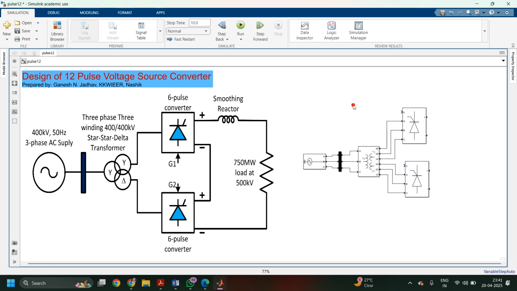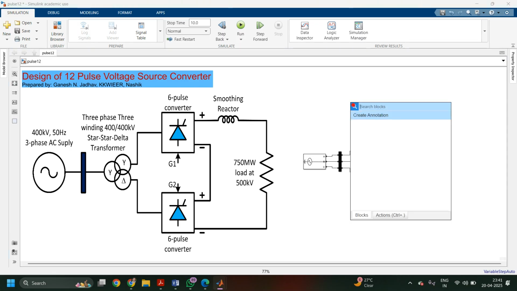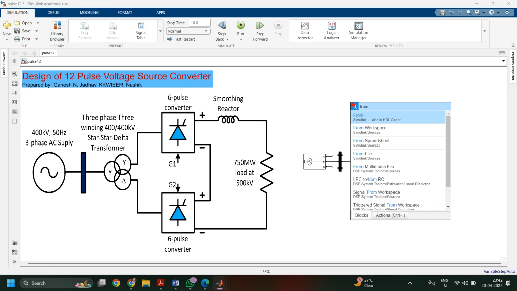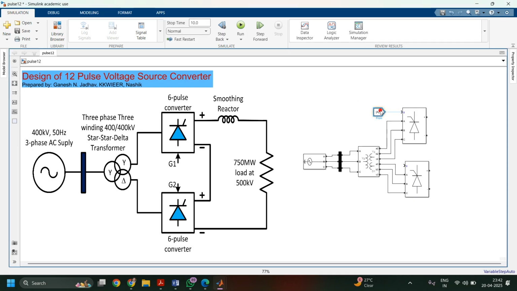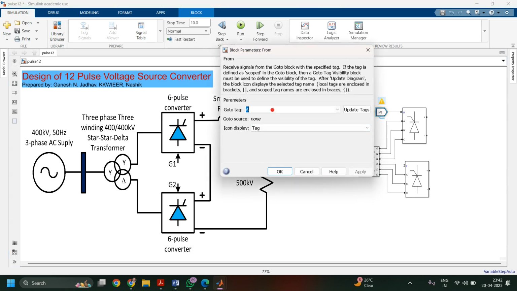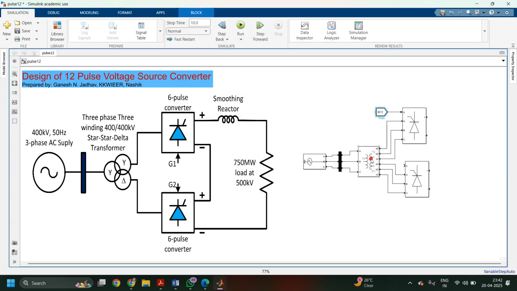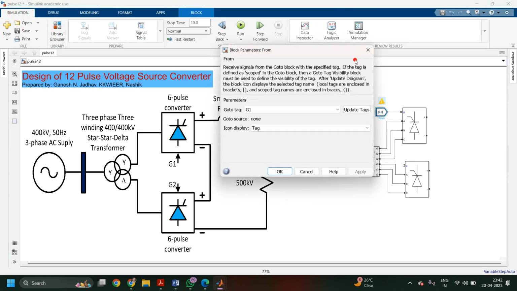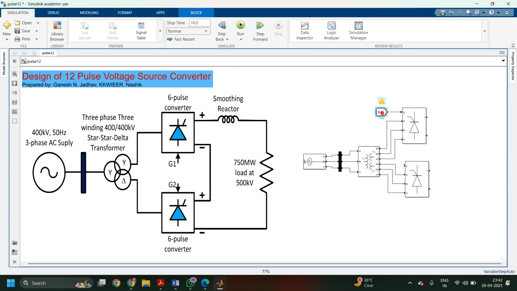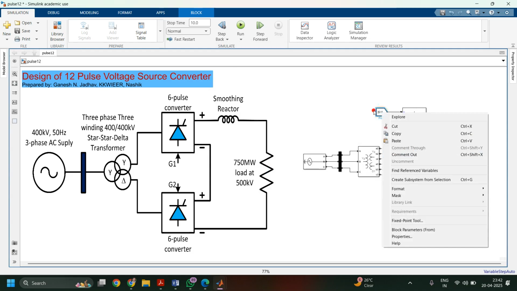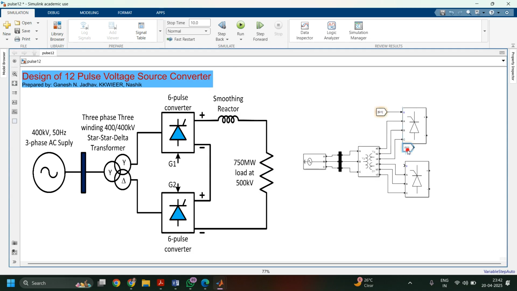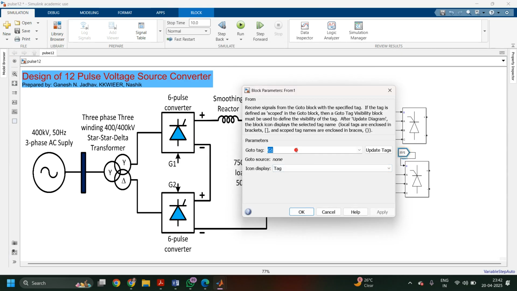Now we have to provide the gate. So take the block of Goto, From. We'll design the gate pulse later, but we will rename this gate pulse as gate pulse G1. What is the G1 gate pulse will be designed later in a controller circuit. Okay, this is G1, and similarly take this gate pulse here, connect here. This is with the gate pulse G2.